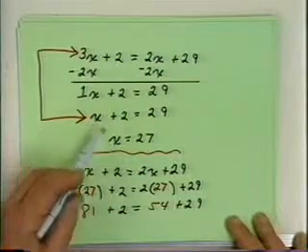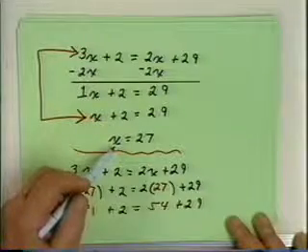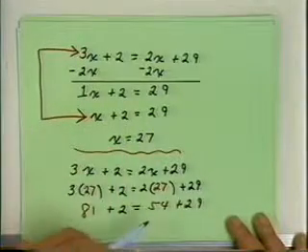See, because I want to get x by itself. To undo adding 2, I'll subtract 2. That will leave me with x on this side. If I subtract 2 from 29, I get 27.